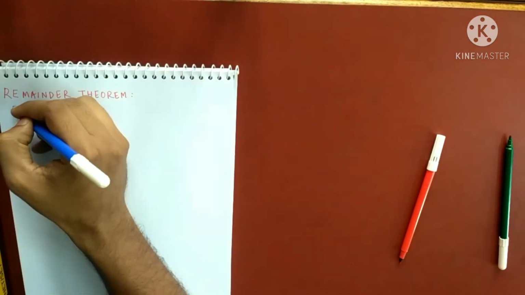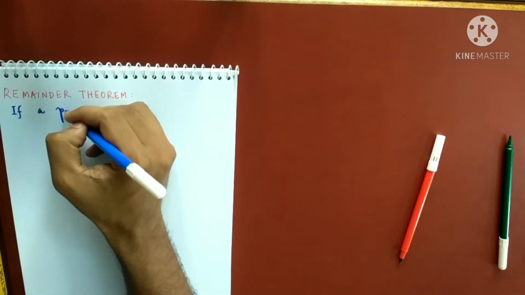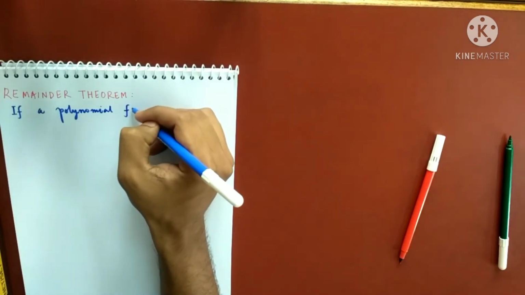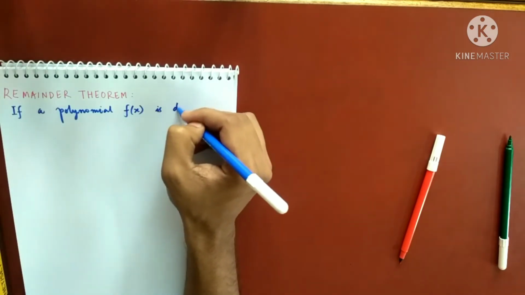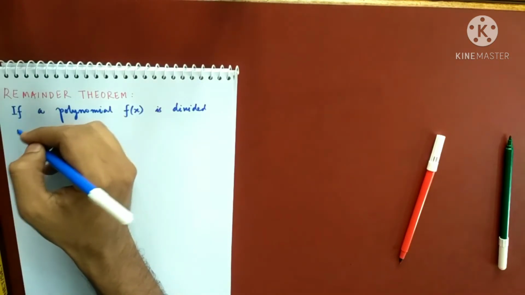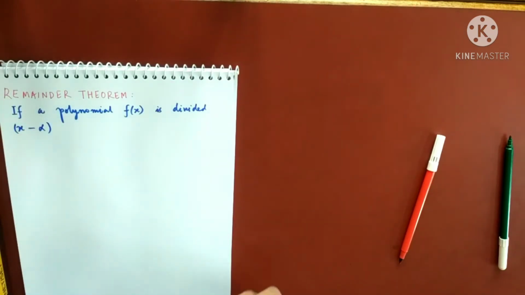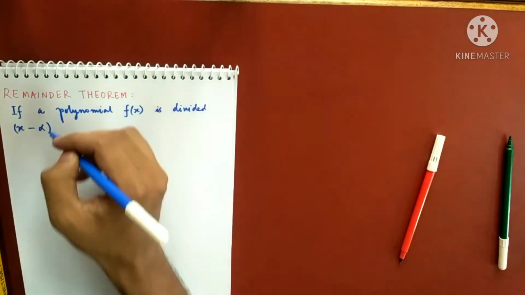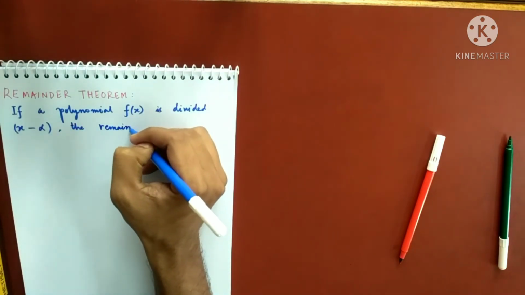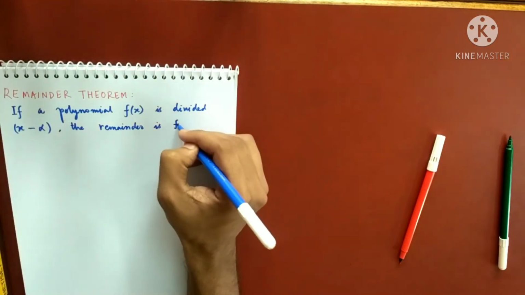So what does the remainder theorem say? If a polynomial f(x) is divided by a linear polynomial, that means divided by x minus alpha, the remainder is f of alpha.